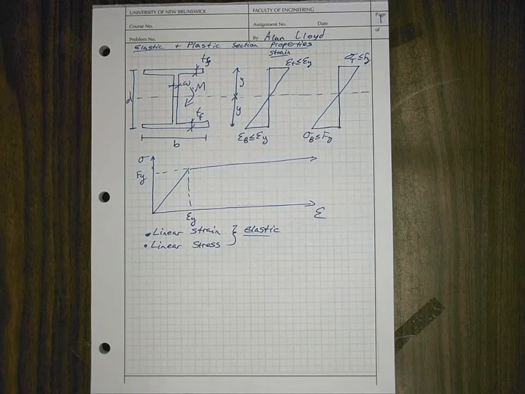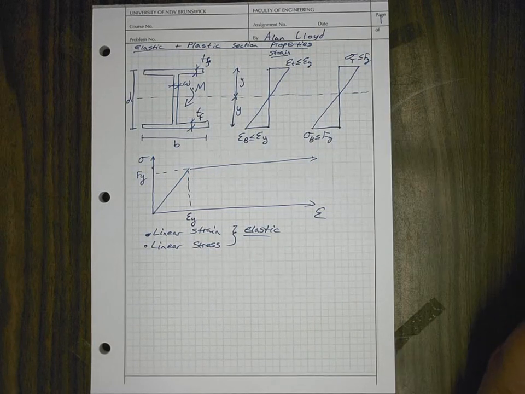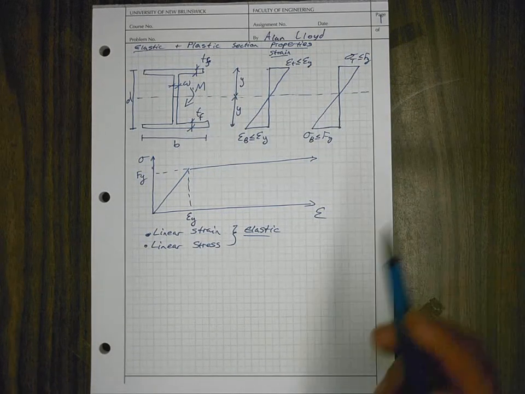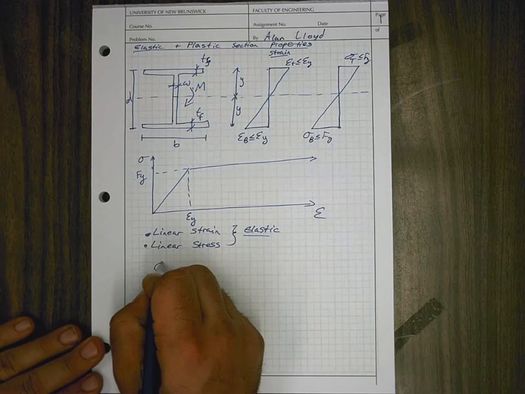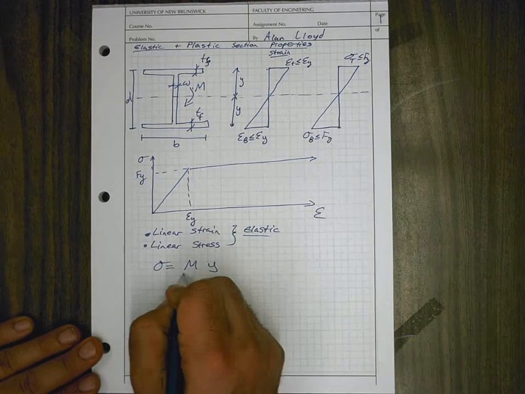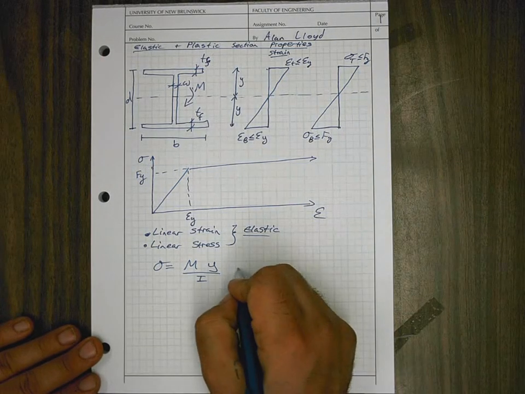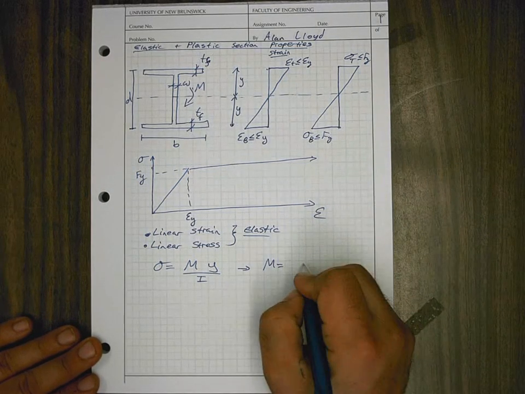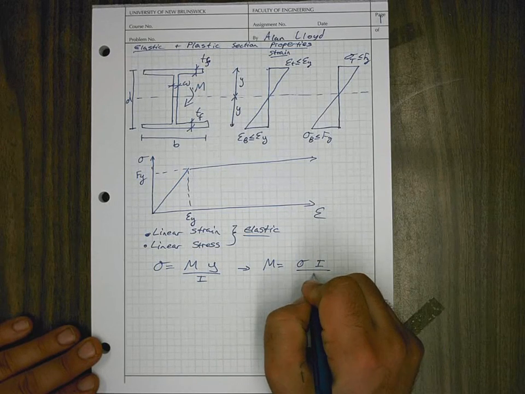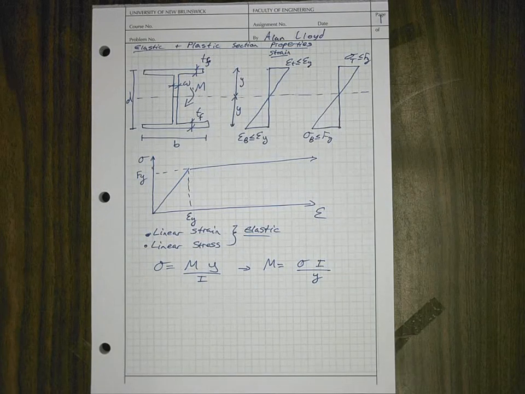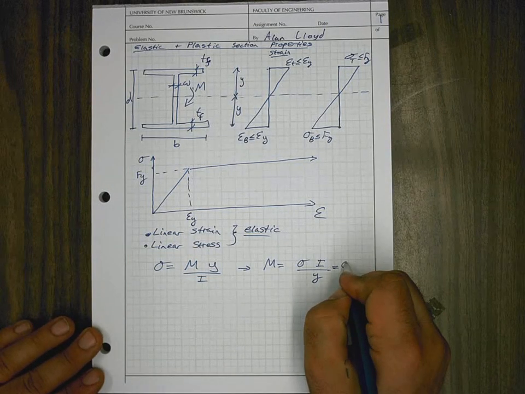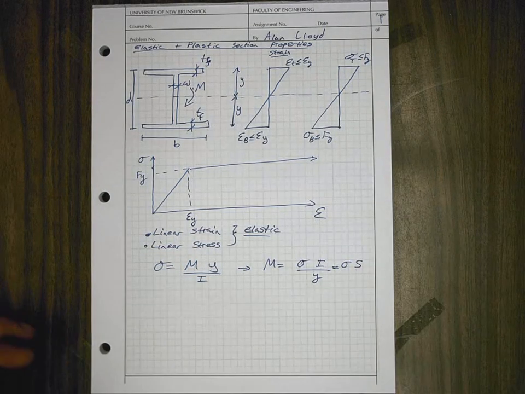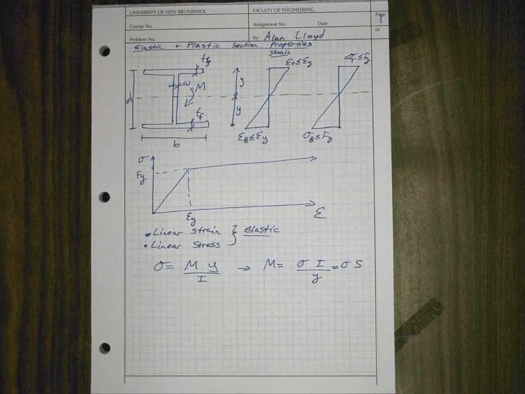We saw before that we can jump through this elastic section stuff pretty quickly by, instead of going through first principles where we calculate forces within our flange and our web and use moment equilibrium and force equilibrium, we can instead jump to the equation where we know that stress is equal to moment times y over moment of inertia, or conversely, moment is equal to stress times moment of inertia over y. And we also did define that that's equal to stress times section modulus, where section modulus is I over y.